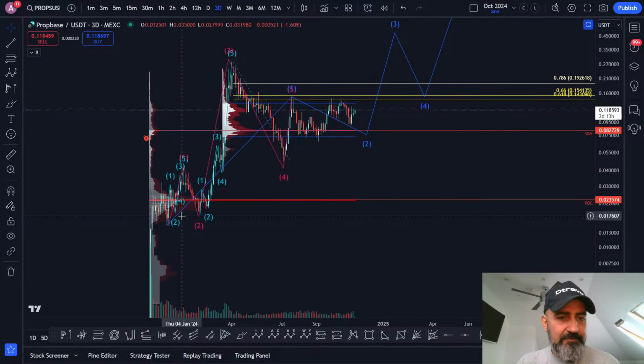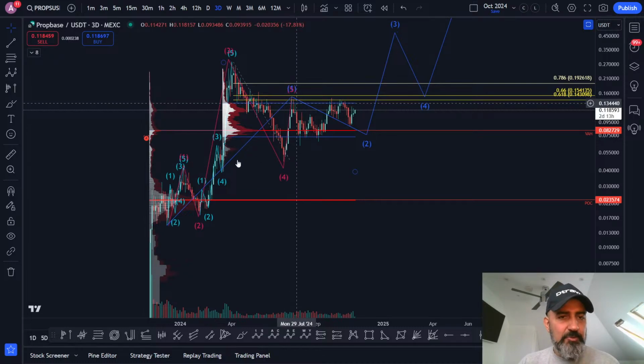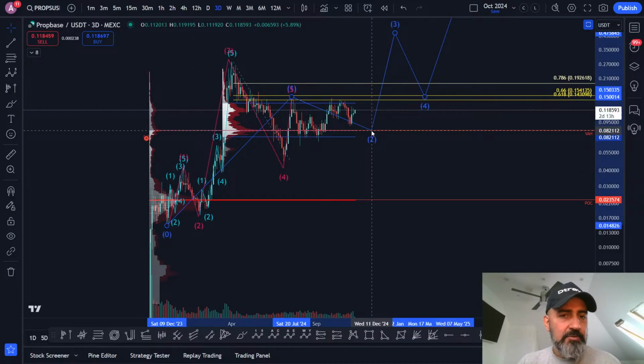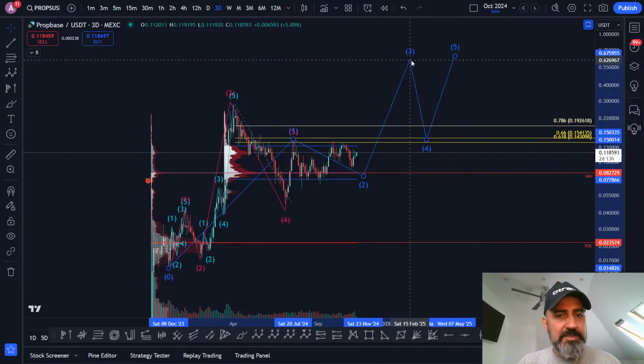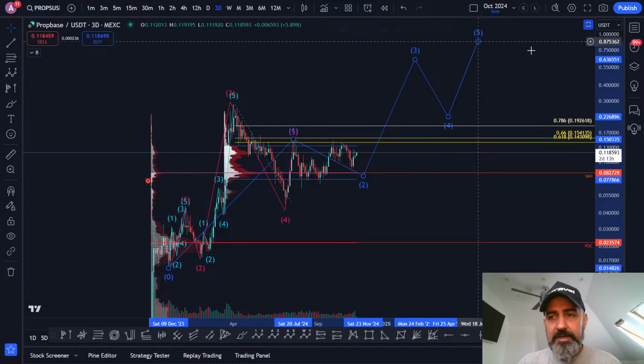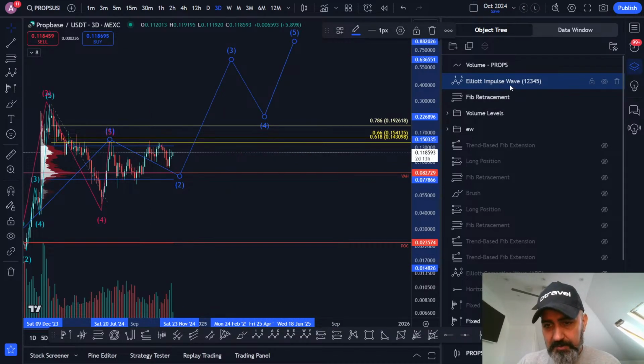I like that we've had 5 waves here, which completes the 1. And so now I'll be looking for the 2 to complete, and then we can have another impulsive 3. That's what I'm thinking. I don't know how that's going to look, but that's what I'm imagining right now.